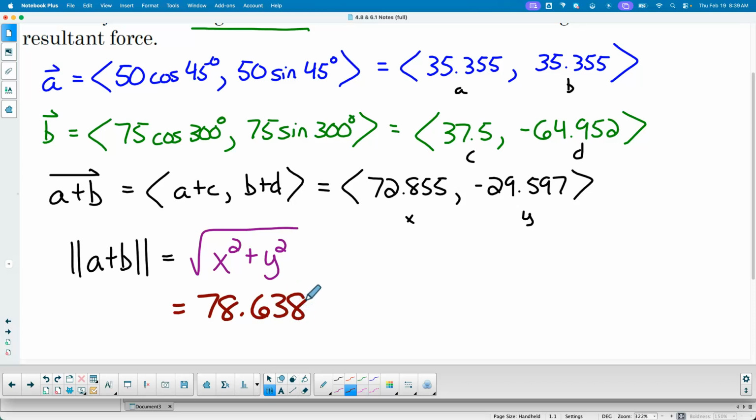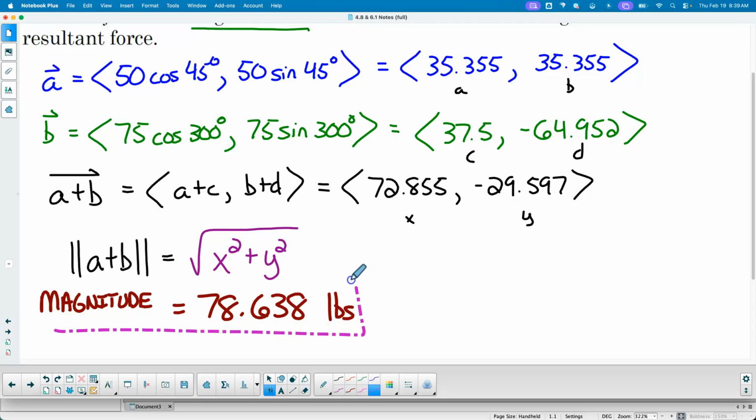And what is that? What's that label? Pounds. Yep, force is labeled in pounds. So I have to label my answer. The magnitude is 78.638 pounds of force. Now I need to find the reference angle, or my angle. Which quadrant am I in? I'm in quadrant 4. So I'm going to have to find my reference angle first.